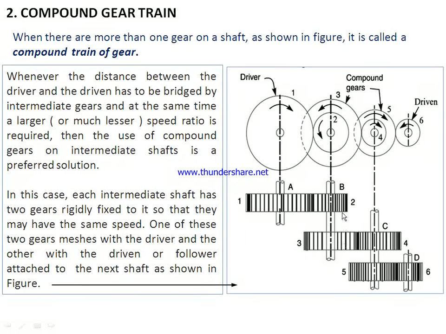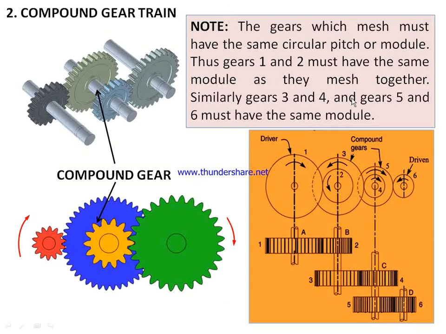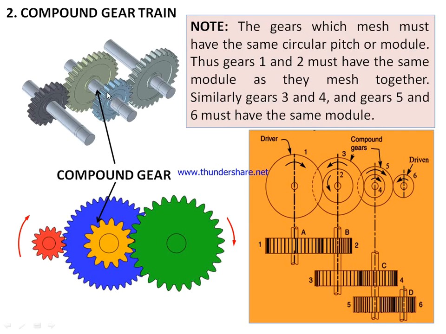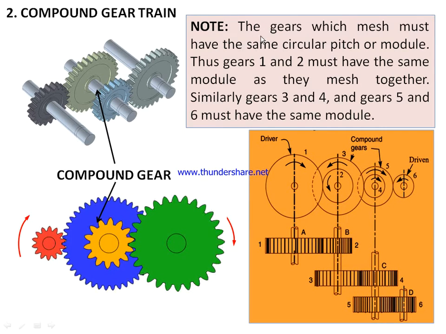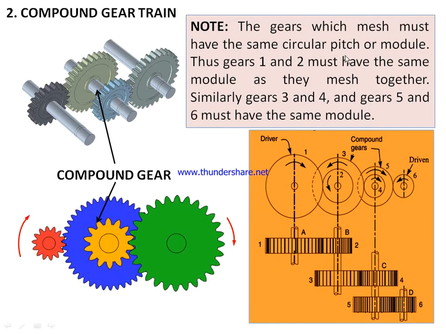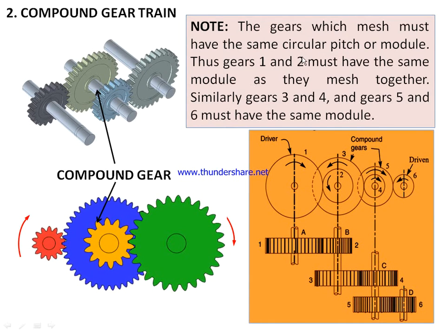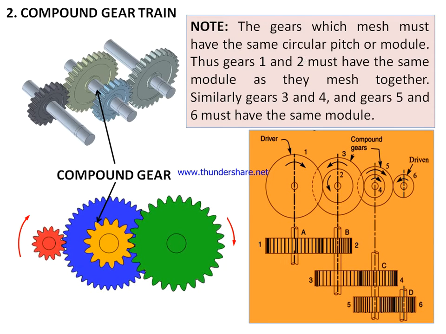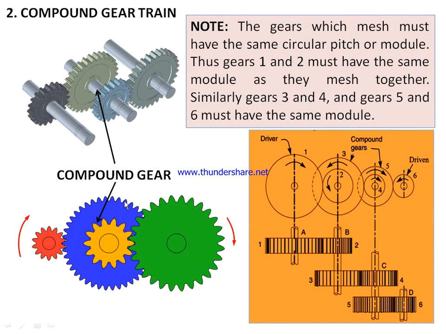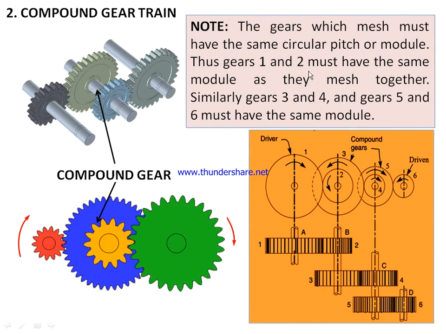So this is the driver, this is driven. 3 is mounted on the same shaft, this becomes driver and this becomes driven, and 5 is mounted on this shaft, this is driver and this is the driven. Now this is the compound gear, so 2 gears are mounted on the same shaft. The point to be noted here is the gears which mesh must have the same circular pitch or module. In the introductory part of this theory you already know what is module and what is circular pitch. It means all the gears must have the same module or circular pitch.